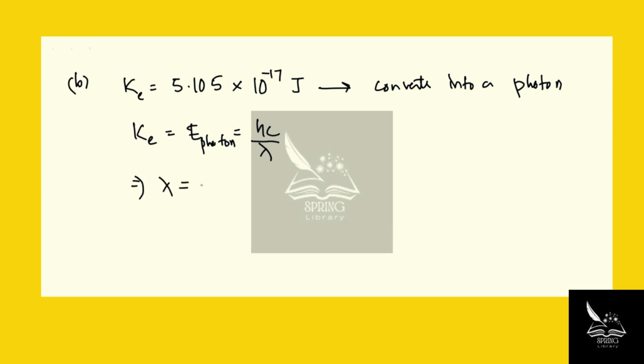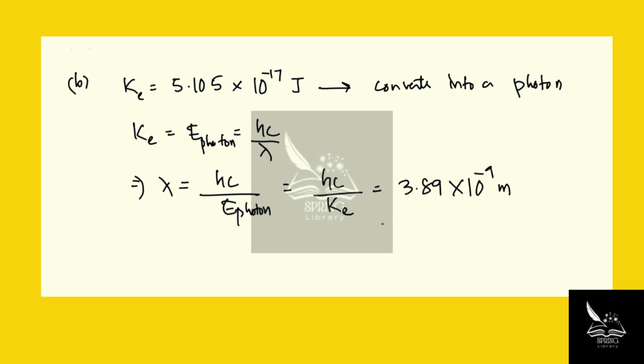So now we can solve this equation for lambda. Lambda comes out to be hc over the energy of the photon, and that is the kinetic energy of the electron. Now substituting the values for these three, we get lambda to be 3.89 times 10 to the power minus 9 meters, and this is equal to 3.89 nanometers.